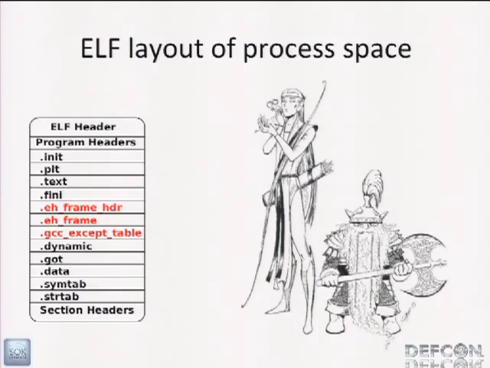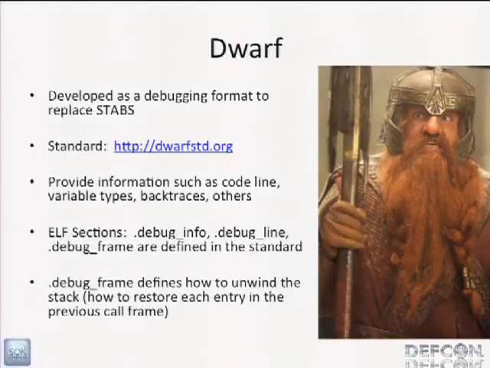Basically, if you look into the ELF layout, you have some sections that actually call for attention, which are the ones in red on the slide: the eh_frame header, the eh_frame, and the GCC exception table. Those sections are based on a debugging format called DWARF, which was created for debugging. It has a standard, and it provides information such as types of variables and backtraces, and it was used by GCC to provide the exception handling mechanisms. So the debug frame defines how the unwind process works during an exception. DWARF was created for debugging, but then the same standard was reused for the exception handling mechanism on GCC.